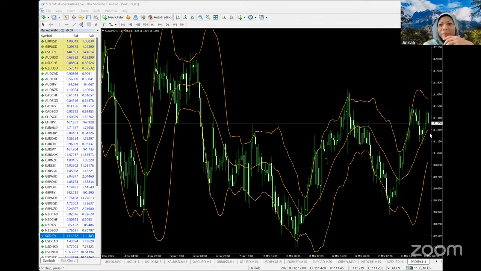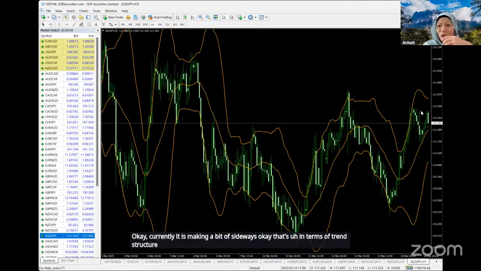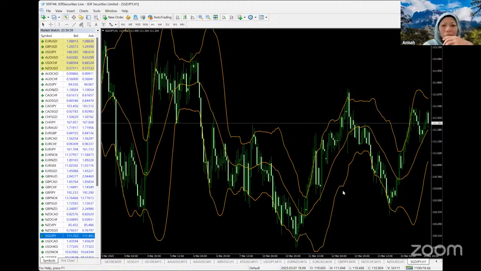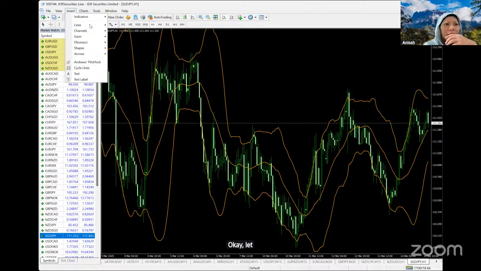Okay, I'm going to start with Singapore dollar yen. Currently it is moving a bit sideways. In terms of trend structure, there are no higher highs, so the trend could be reversing. Okay, let us put in the Fibonacci.